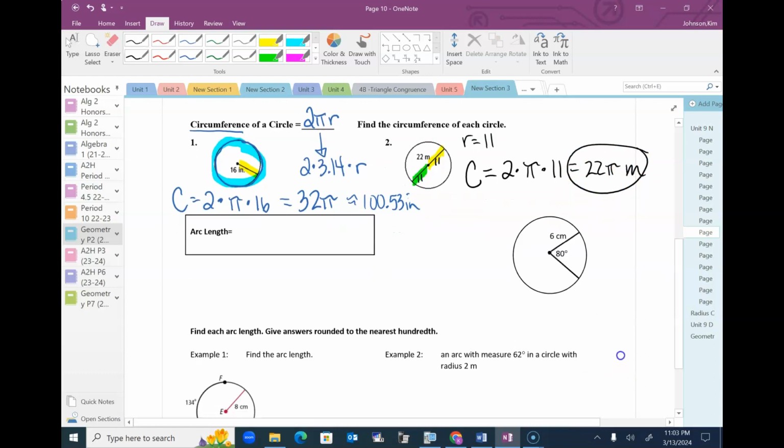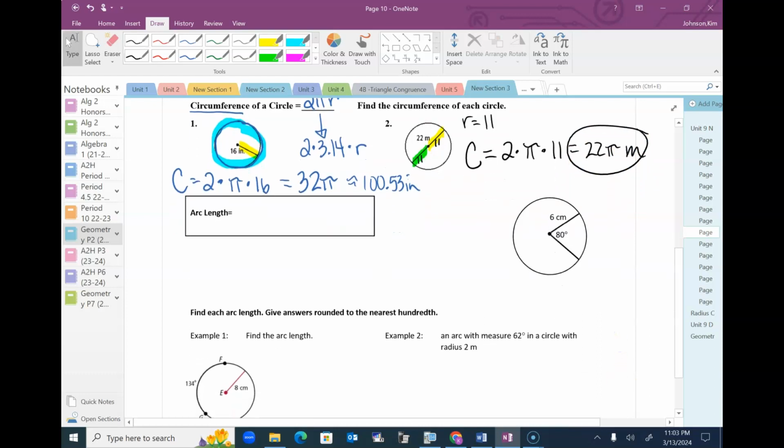Now, the arc length is going to build off of that. The arc length is us measuring a certain length of some intercepted arc. If I look at this example here, I've got this 80-degree angle intercepting this arc. If I want to find that length exactly, it's going to be a proportion out of the whole. So for arc length, I'm going to take the circumference and multiply it by the proportion of the whole.